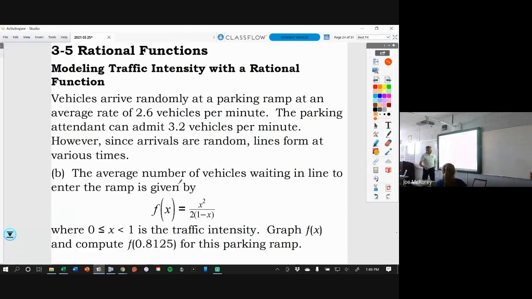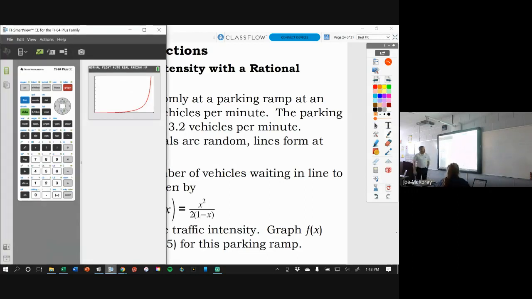The question now says, after it's graphed, compute f of 0.8125. So I want to know the value of this. A while ago, we saw that the intensity was 0.8125. I want to plug 0.8125 into that function. There are multiple ways you could do this. You could go to trace. You could go to the table and set it to ask. Because my graph goes from 0 to 1, 0.8125 is probably going to be about right there. And that's the value. So I need that value right there.